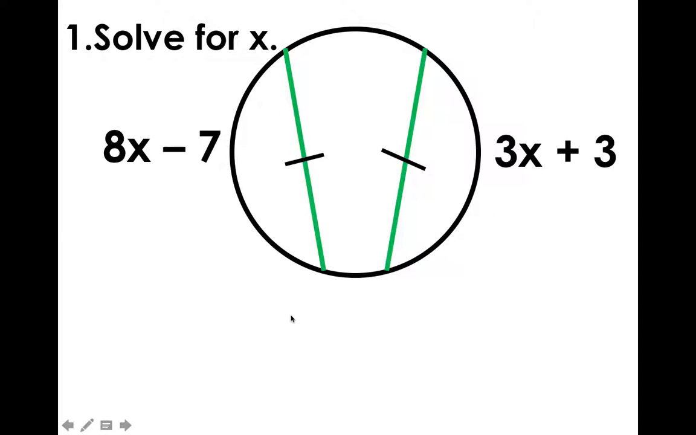Let's look at number 1. I'll give you a minute or so to copy number 1 down, and then we'll talk about how we can solve number 1.